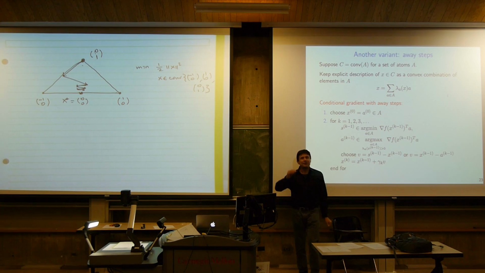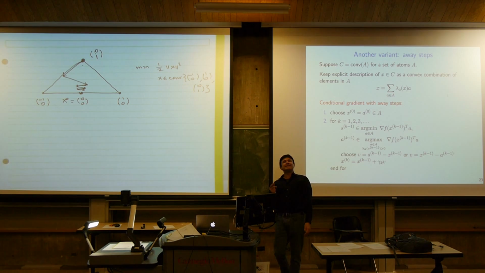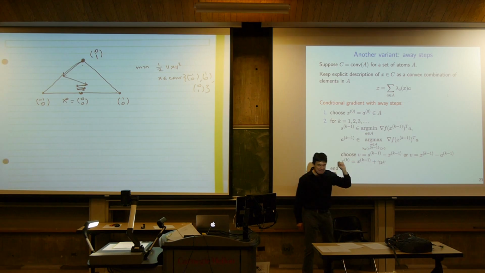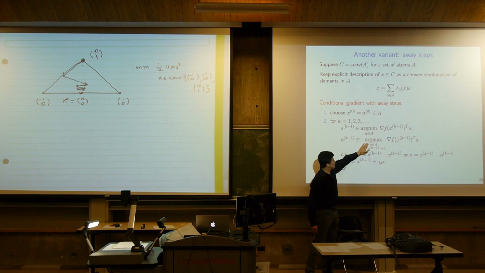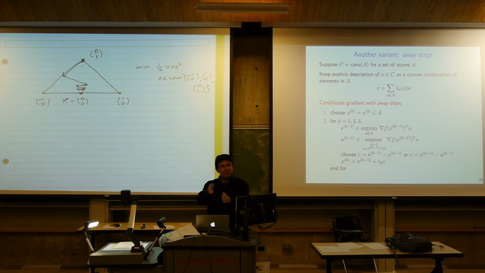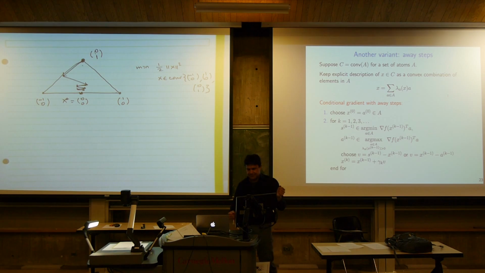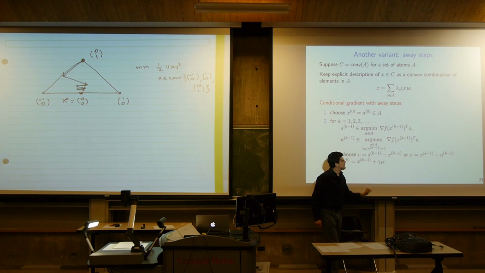We also compute a potential away step. How do we compute the away step? Instead of solving for the minimizer, we solve for the maximizer, but we only solve that over the atoms that we are currently using in x. So we look at the maximizer. And then we move either toward the minimizer or away from the maximizer. So we have two alternatives. The cost of both of these is very similar to the cost of the regular Frank-Wolfe. So we choose either to move, this would be a regular step, this would be an away step.